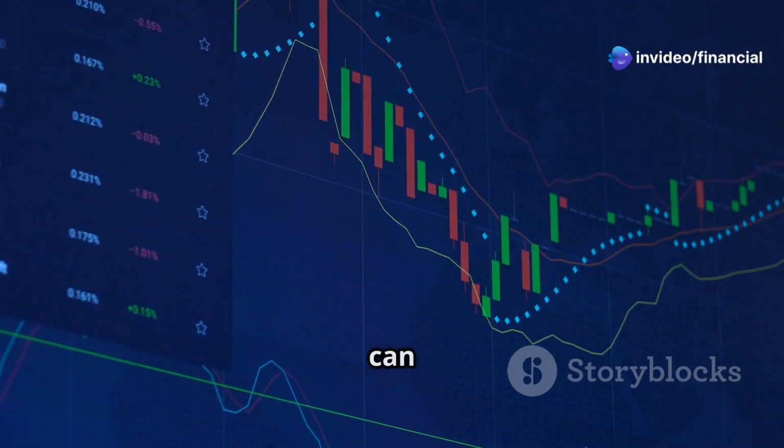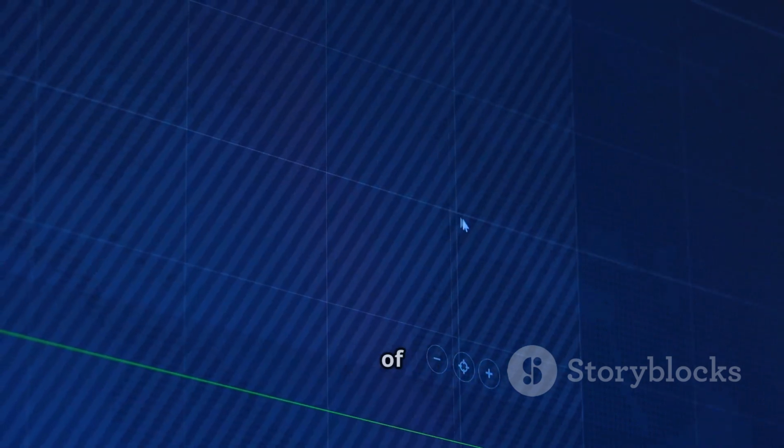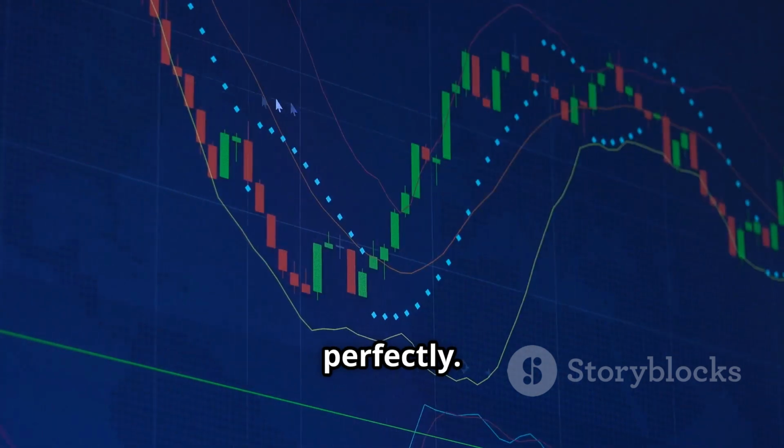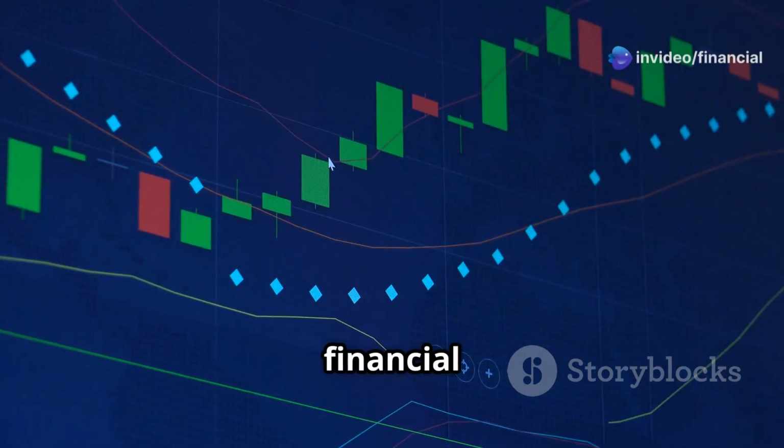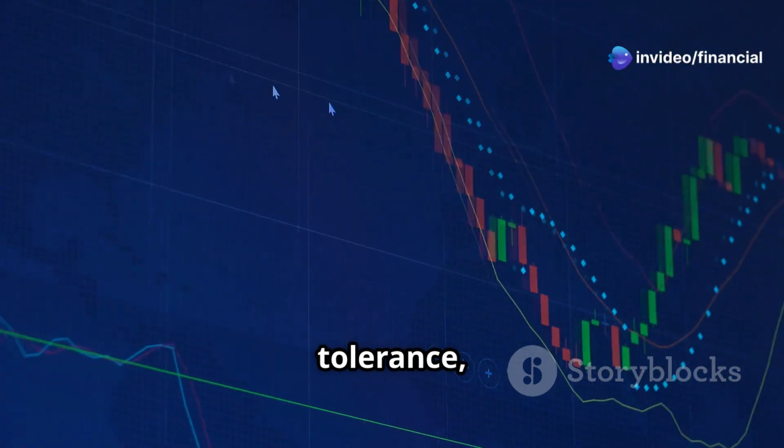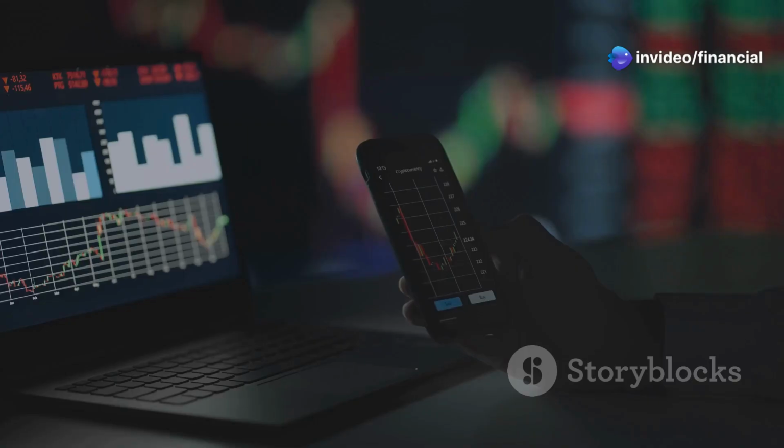By doing so, you can potentially reduce the impact of market volatility and avoid the stress of trying to time the market perfectly. Both approaches have their merits, and the best choice depends on your individual financial situation, risk tolerance, and investment goals.